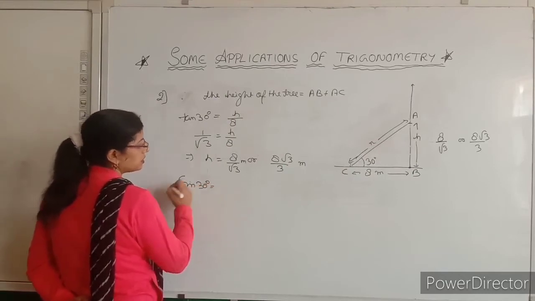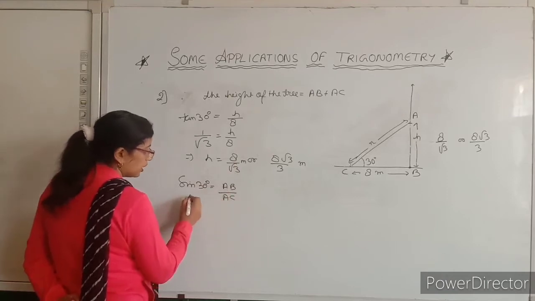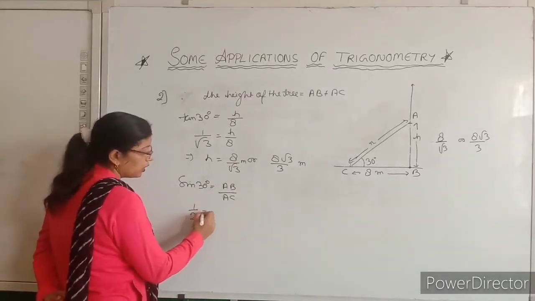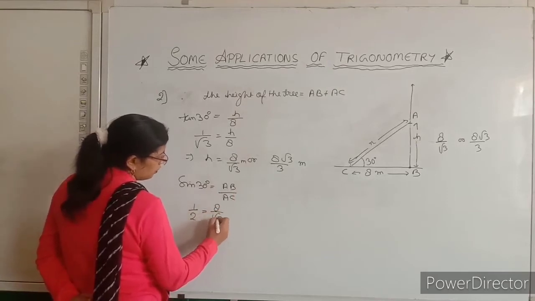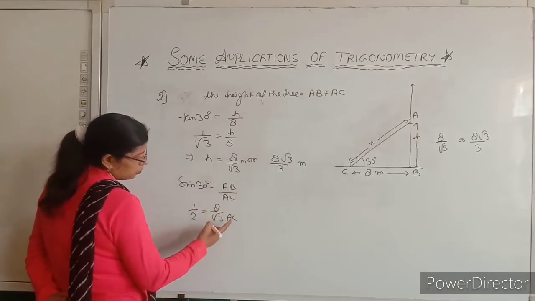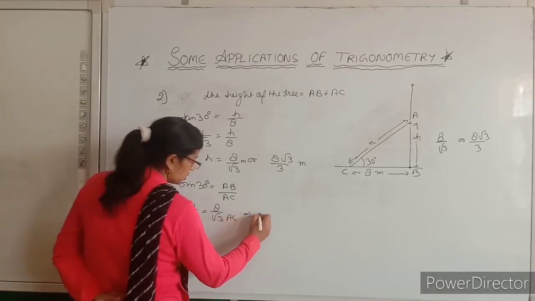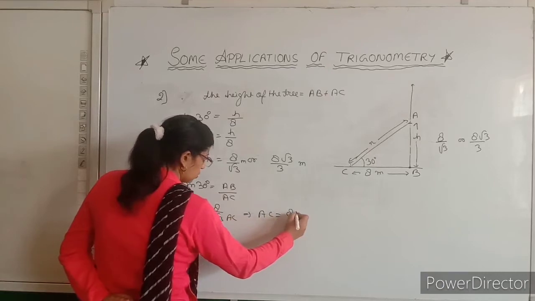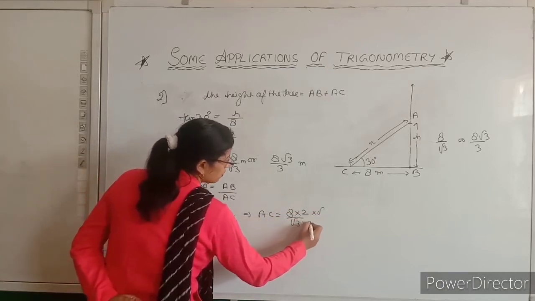Sin 30 degree is equal to perpendicular AB upon AC. So sin 30 degree is 1 upon 2, is equal to AB, which came out to be 8 upon root 3, upon AC. Write AC below, and cross multiply. So send AC here, send 2 there, so this shows AC is equal to 8 into 2 upon root 3, or we can multiply by root 3 and root 3.